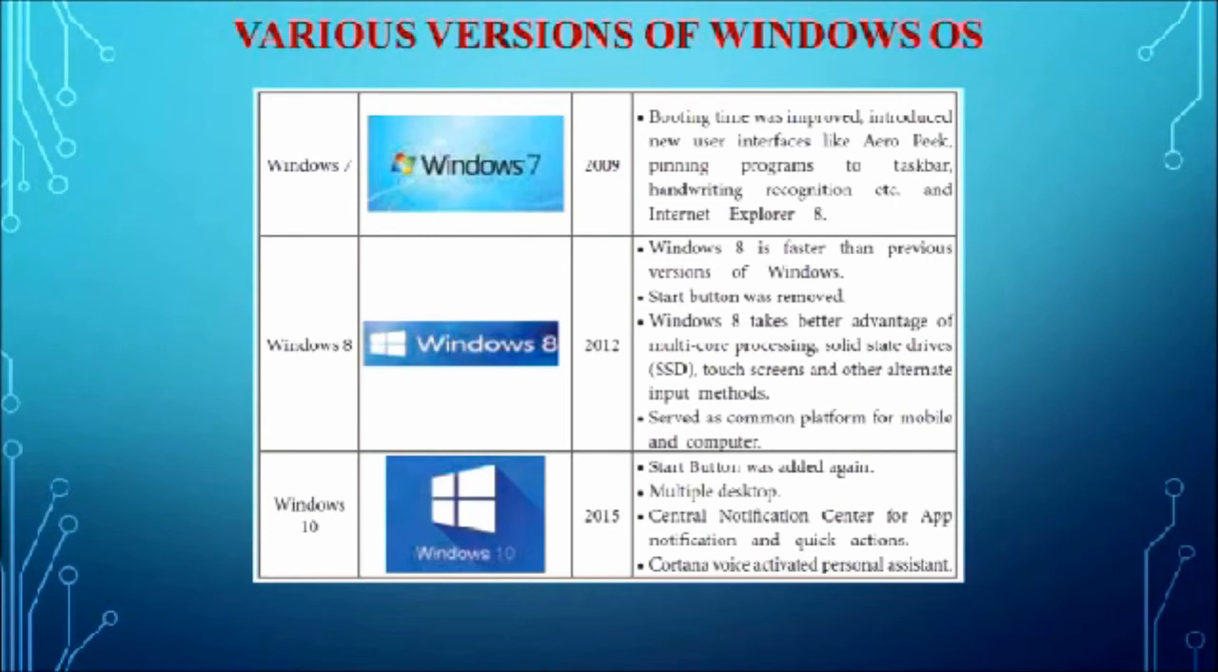The next version of Windows is Windows 8. It was developed in the year 2012. So, the specific feature of Windows 8 is that it is faster than the previous version, which makes the user interact quickly. The Start button was removed in this version. Windows 8 takes better advantage of multi-core processing. It means a number of programs can be run at the same time.